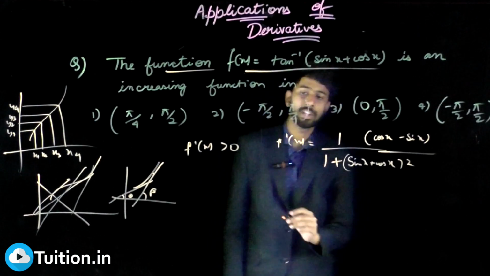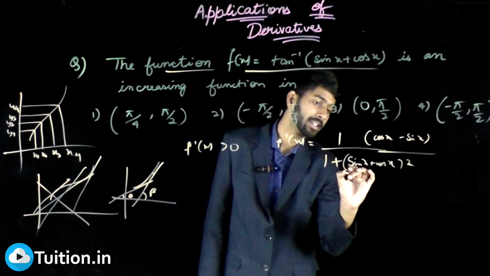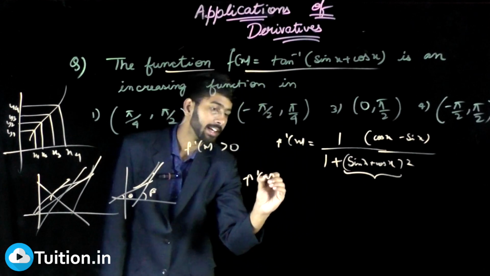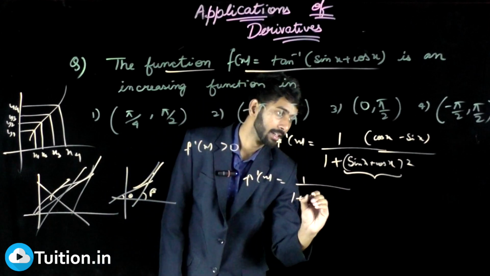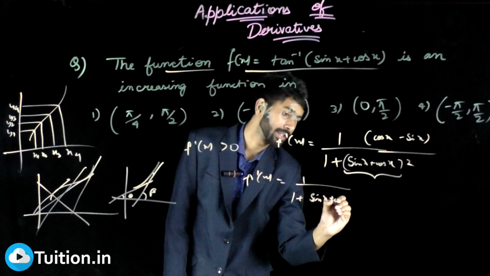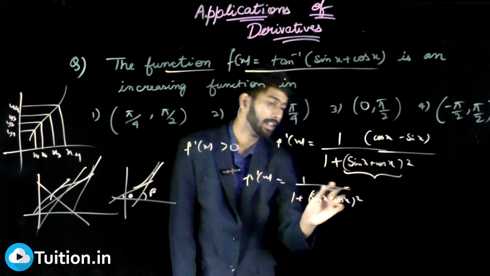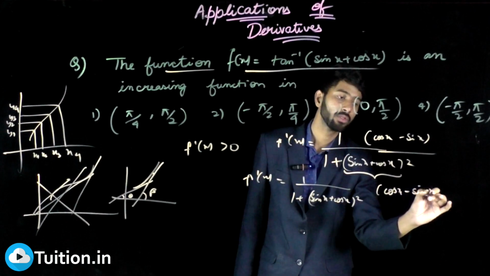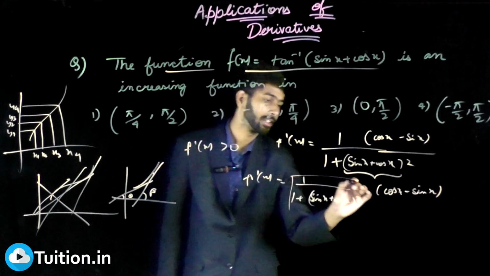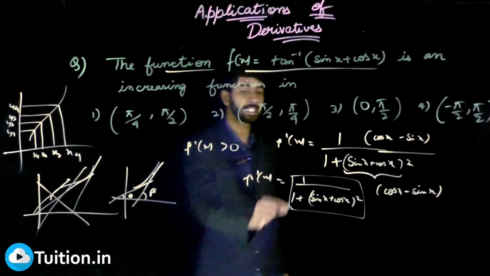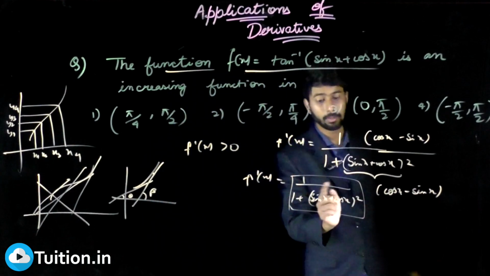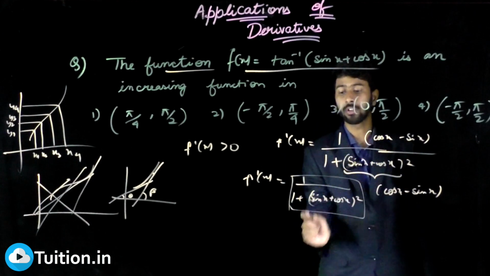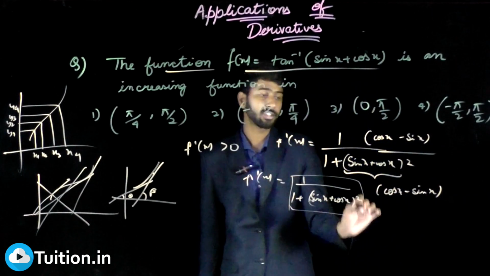Now, as you already know, this quantity is squared. So I can write f dash x as 1 by 1 plus (sin x plus cos x) squared, into (cos x minus sin x). So this part is always positive, because it is 1 by 1 plus something which is squared. The minimum value that this squared quantity will take is 0, it can't take a negative value. So for me, this is not a problem.